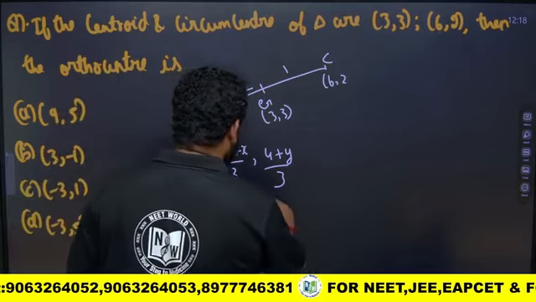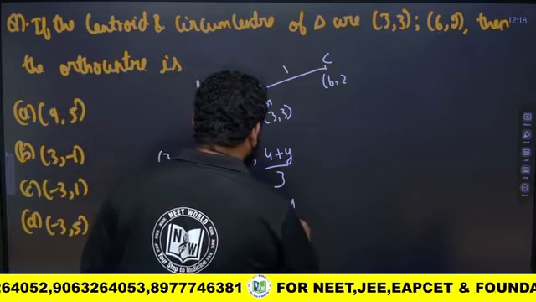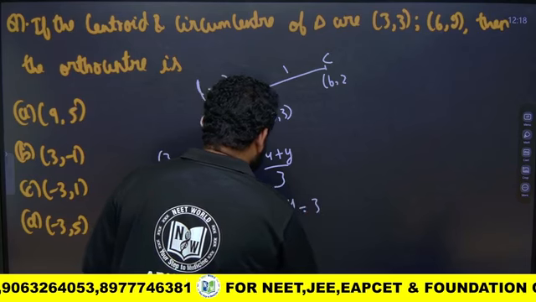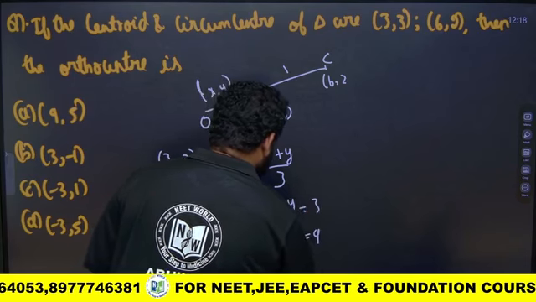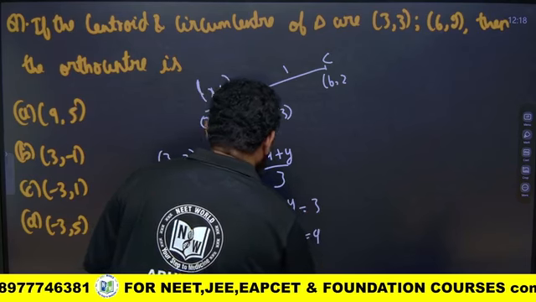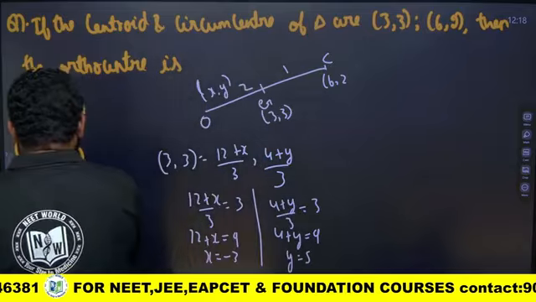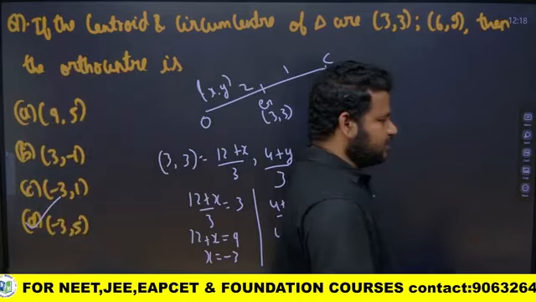And similarly, if you take 4 plus y by 3 is equal to 3, so 4 plus y is equal to 9. So y will be equal to what? y will be equal to 5. So minus 3 comma 5, that is option D.